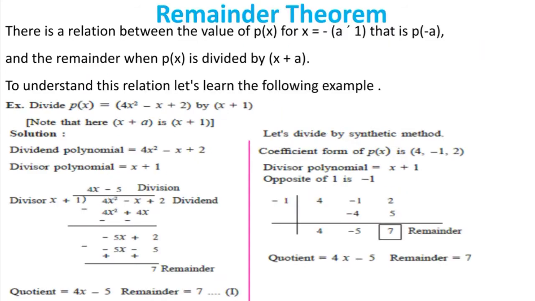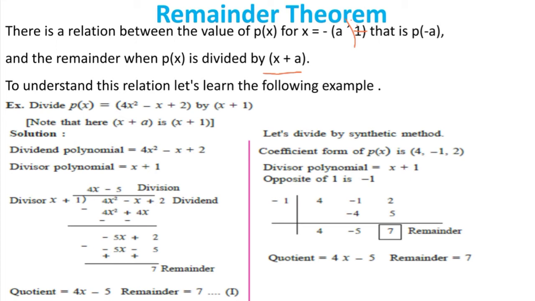Remainder theorem. There is a relation between the value of the polynomial p(x) for x is equal to minus a, that is p(-a), and the remainder when p(x) is divided by x plus a. To understand this relation, let's learn the following example.